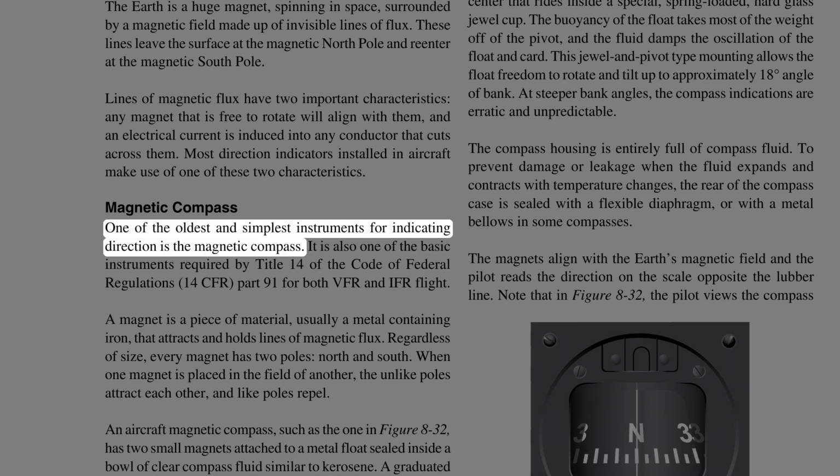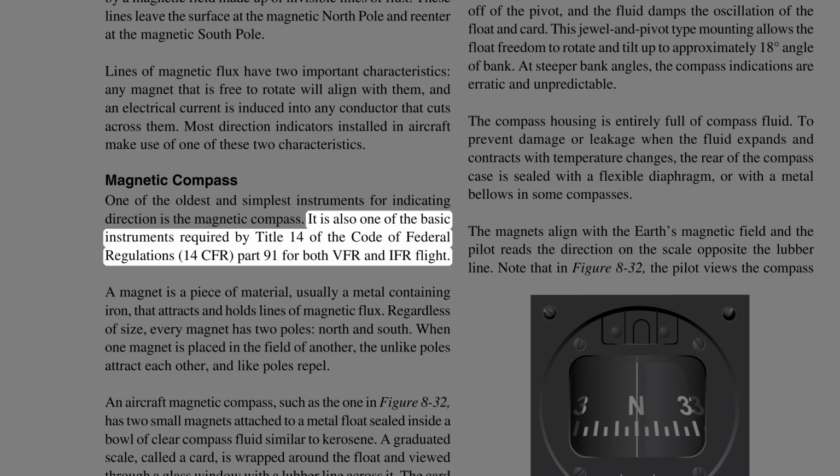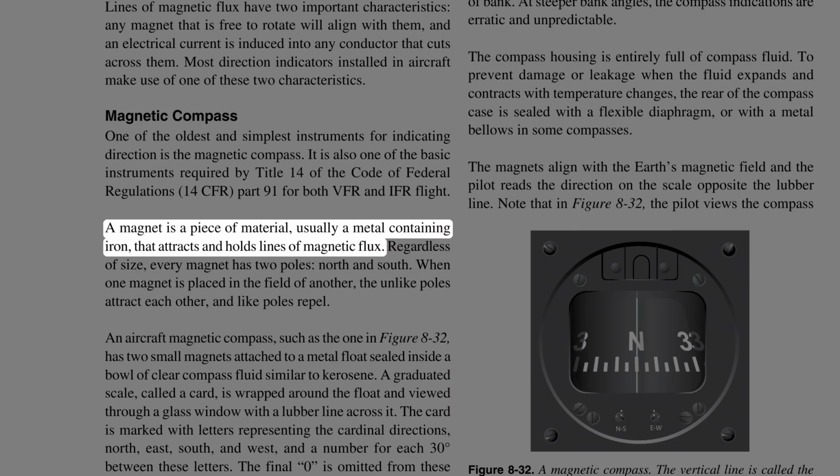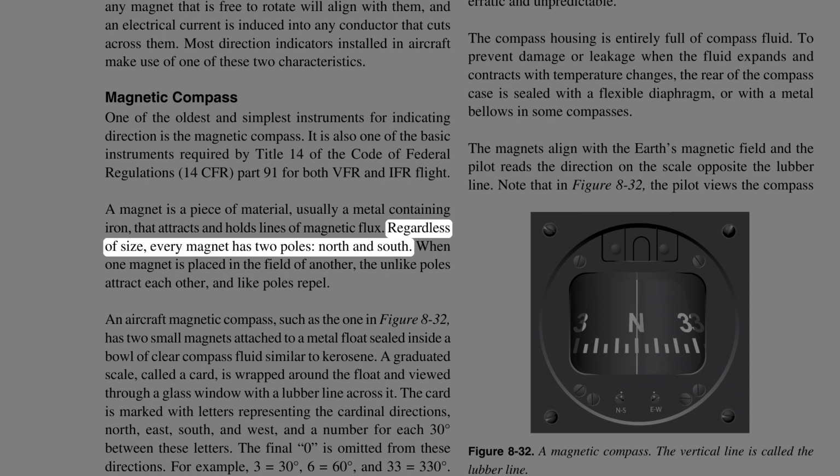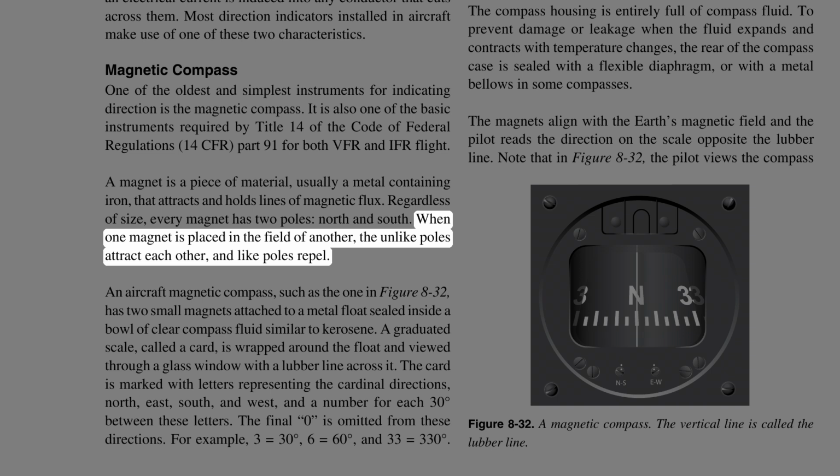Magnetic compass. One of the oldest and simplest instruments for indicating direction is the magnetic compass. It is also one of the basic instruments required by Title 14 of the Code of Federal Regulations, 14 CFR, Part 91 for both VFR and IFR flight. A magnet is a piece of material, usually a metal containing iron, that attracts and holds lines of magnetic flux. Regardless of size, every magnet has two poles, north and south. When one magnet is placed in the field of another, the unlike poles attract each other, and like poles repel.